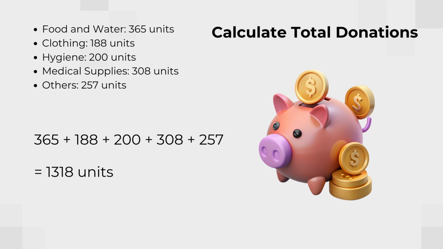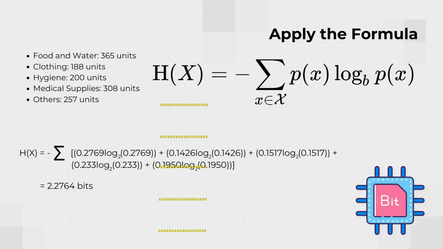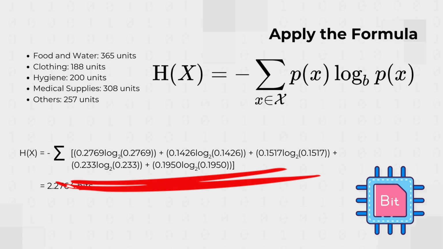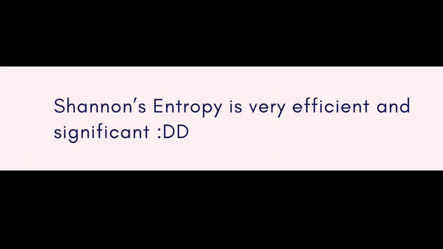We will sum them up, which is 1,318 units. Now we will solve for their probabilities by dividing the amount we have over the total, which results in these values. By applying the formula like so, we can determine if it is sufficient or not. In this example, a 5-category entropy, it is considered moderate. So, we are currently still in need of more resources in other lesser donated categories, such as clothing. Hence, Shannon's entropy is very efficient and significant in real world situations.